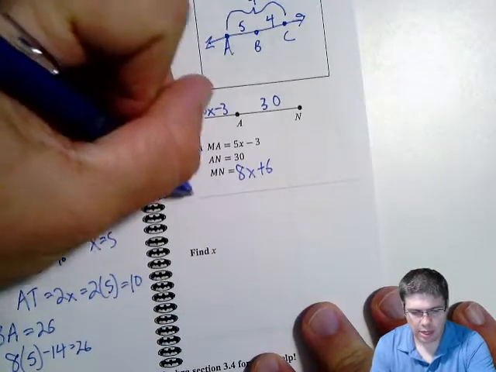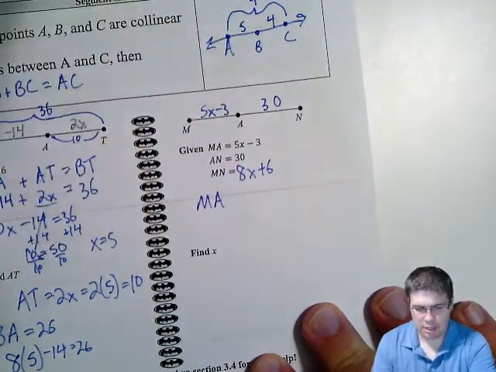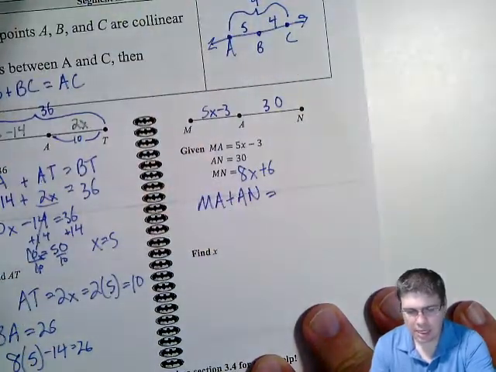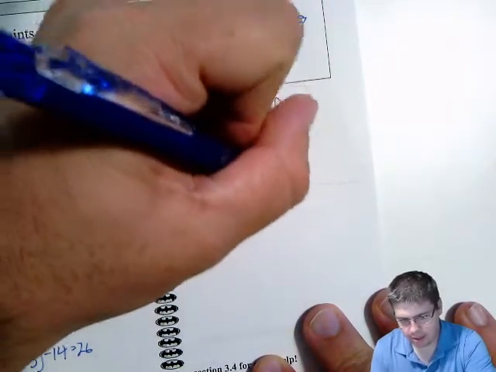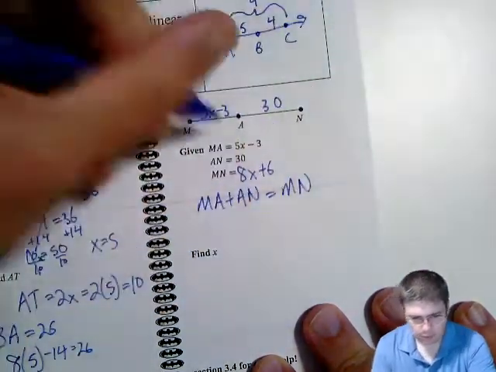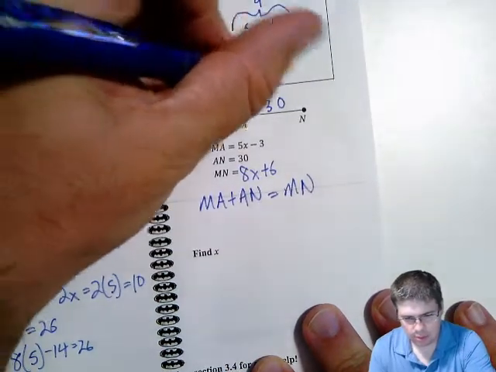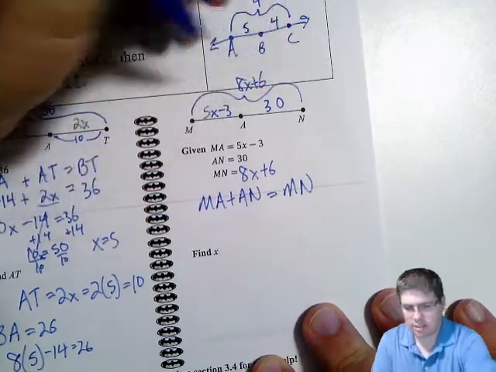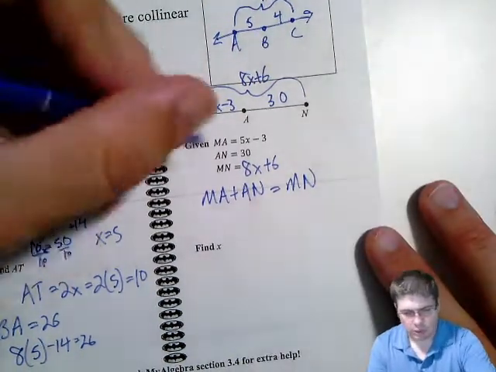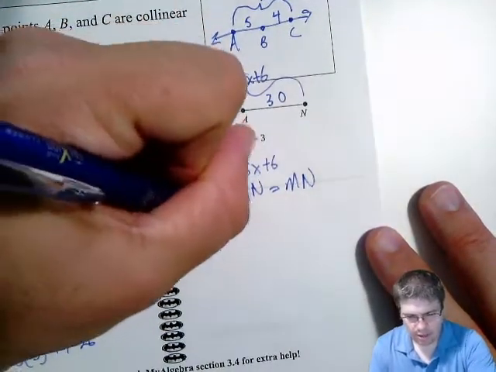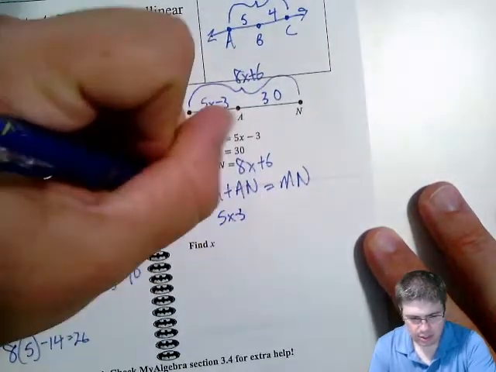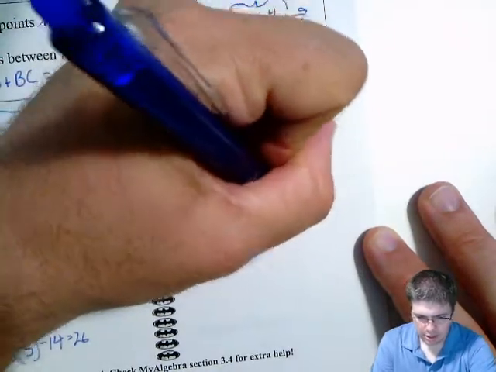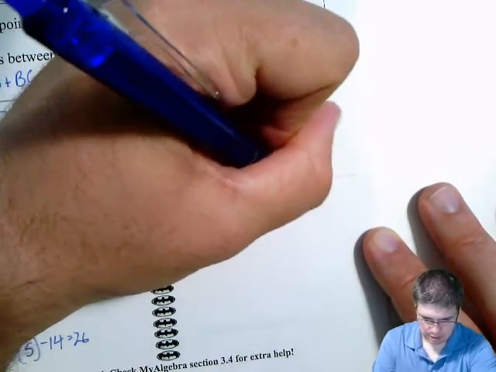So we know that MA from our segment addition postulate plus AN should be equal to MN, which I'll go ahead and put on there. MN is 8x plus 6. So we can write this all out algebraically. 5x minus 3, so that's MA, plus 30 equals 8x plus 6.